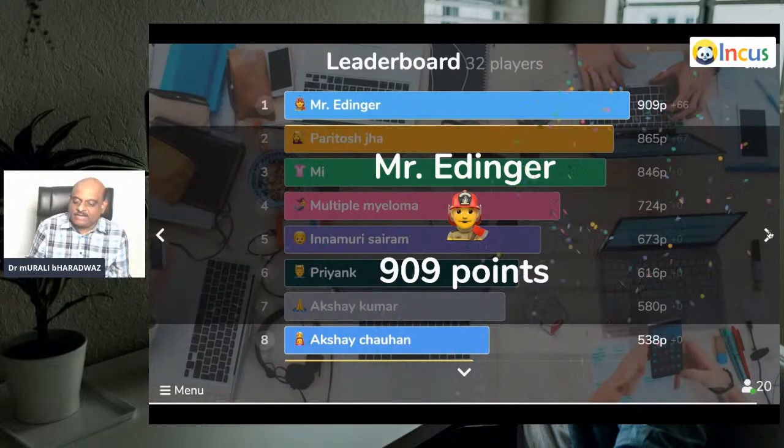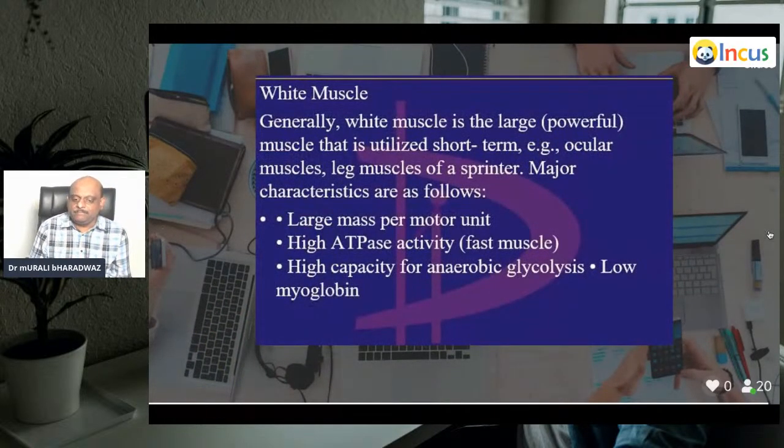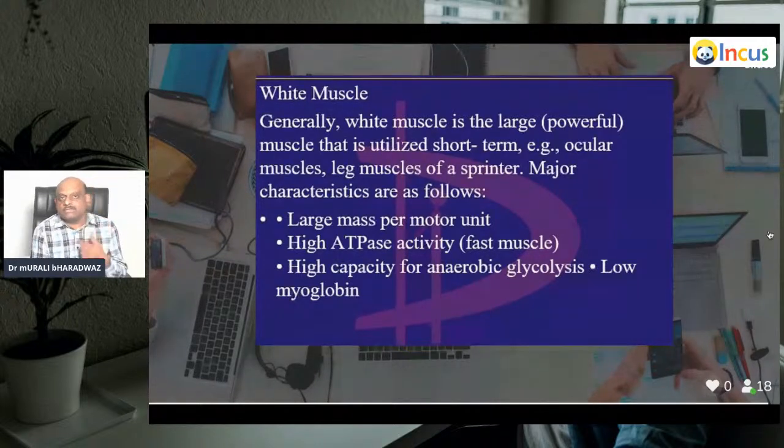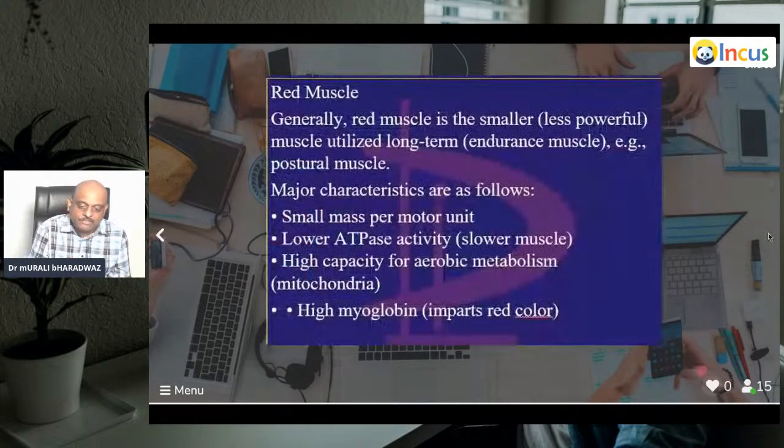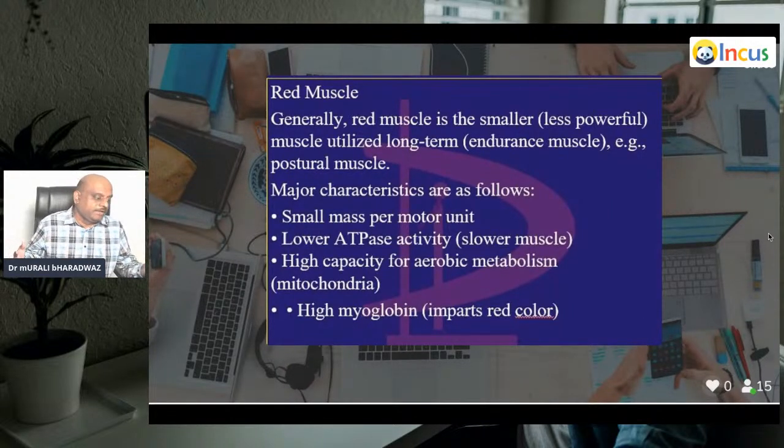Excellent. So for the last question, you should remember, generally the white muscle is the large, powerful muscle that is utilized for a short term, like ocular muscle, leg muscle of a sprinter. So there is a large mass per motor unit, high ATPase activity, high capacity for anaerobic glycolysis, and low myoglobin. Whereas the red muscle is generally smaller. It is an endurance muscle, like postural muscles, anti-gravity muscles. There's a small mass per motor unit, lower ATPase activity, and a high myoglobin.